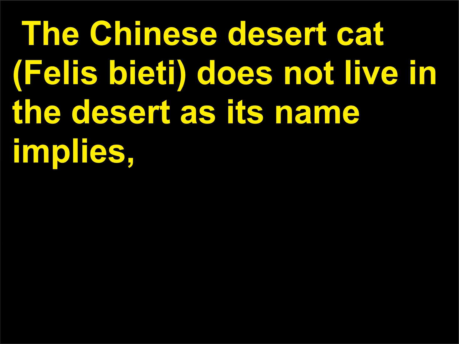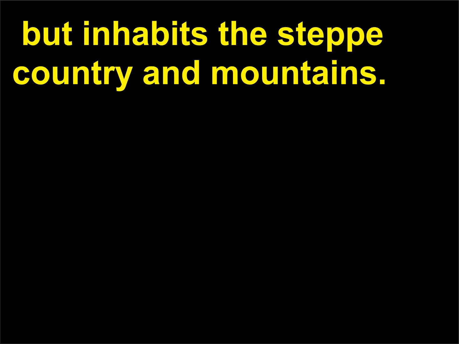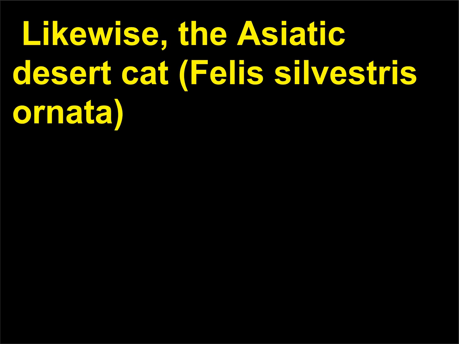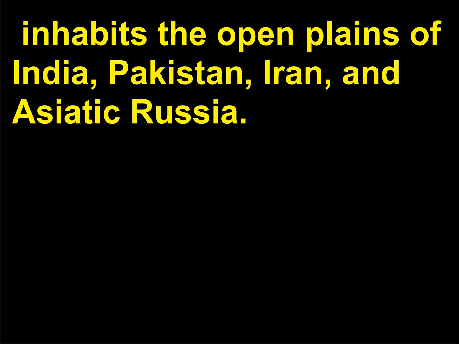The Chinese desert cat, Felis biati, does not live in the desert as its name implies, but inhabits the steppe country and mountains. Likewise, the Asiatic desert cat, Felis sylvestris ornata, inhabits the open plains of India, Pakistan, Iran, and Asiatic Russia.